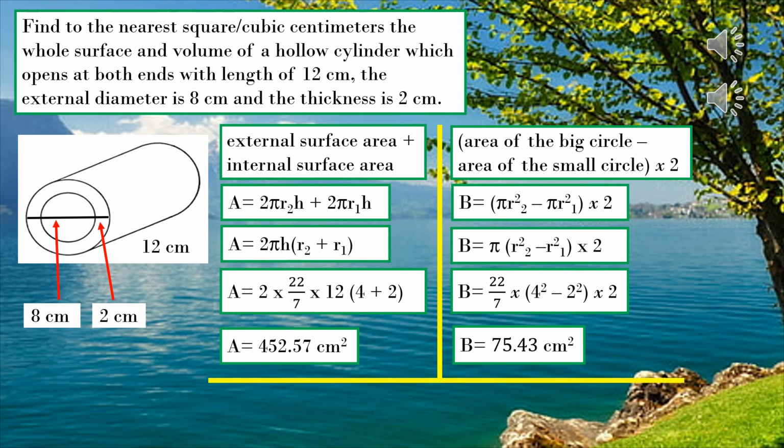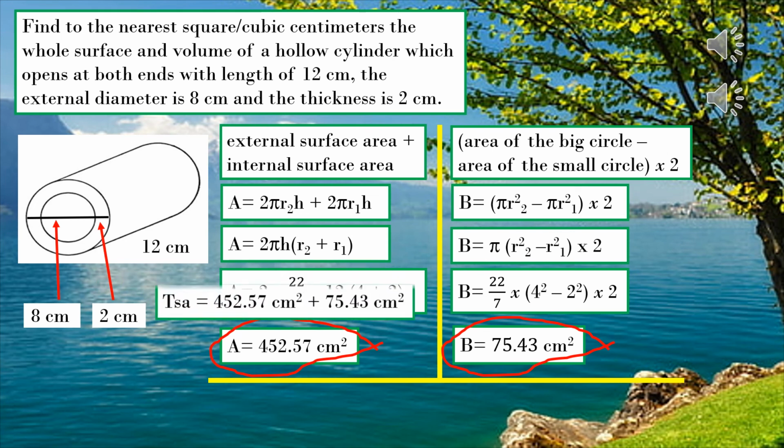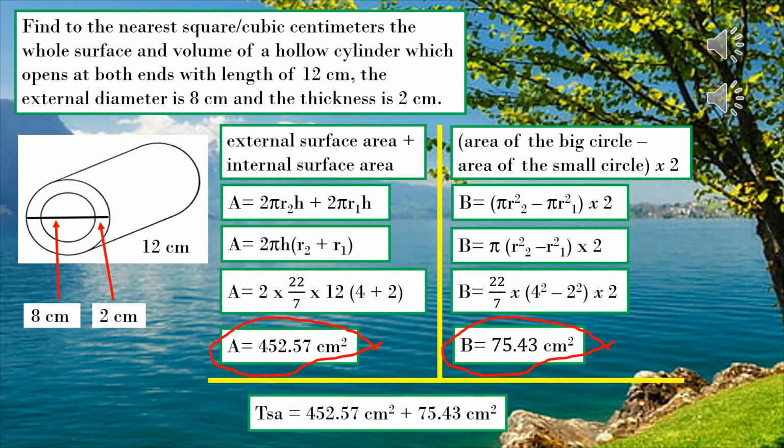Then next, all we have to do is add this area together. So there, and then final answer is 528 square centimeters. How am I doing? Did you understand?